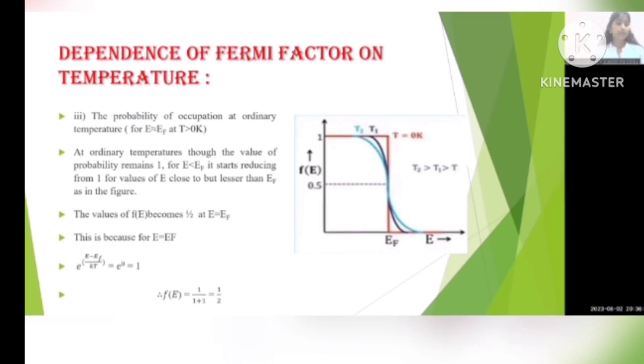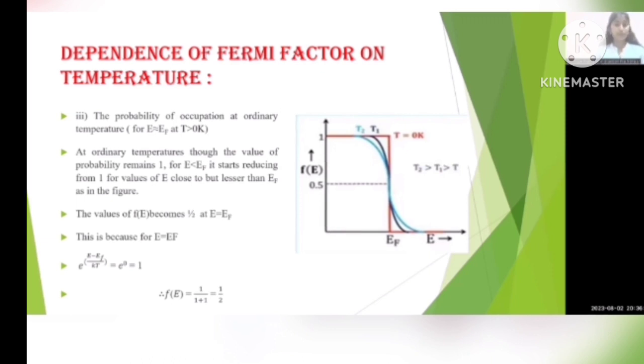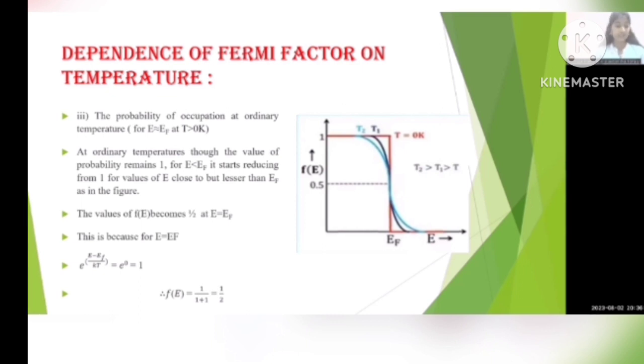Now let us calculate the probability of occupation at temperature greater than 0 Kelvin for E equal to Ef. Now we can put the value for e^((E - Ef)/kT), which equals e to the power 0, which equals 1. Therefore f(E) equals 1 / (1 + 1), which equals 1/2. So whatever the temperature greater than 0 Kelvin, for E equal to Ef, the probability of occupancy will be half.